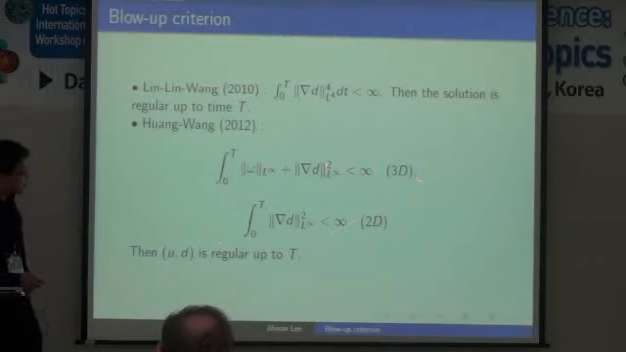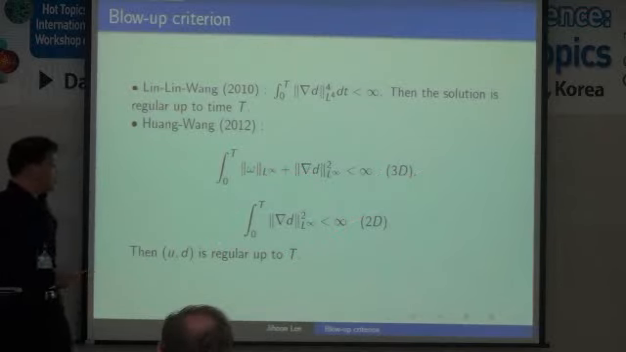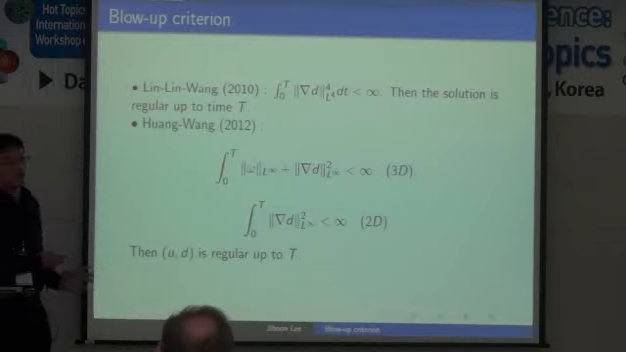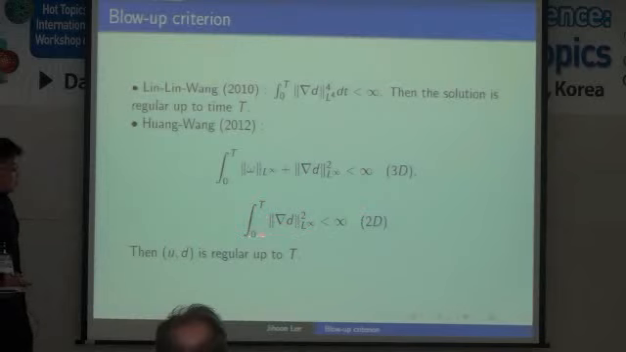And actually, if we consider the scaling, the gradient of d has the same scaling as the fluid velocity u. And also in 2 dimensions, the Navier-Stokes is regular. If we control these terms, the gradient of d in L-infinity in space and L2 in time, and this quantity is finite, then the solution is regular up to capital time T.